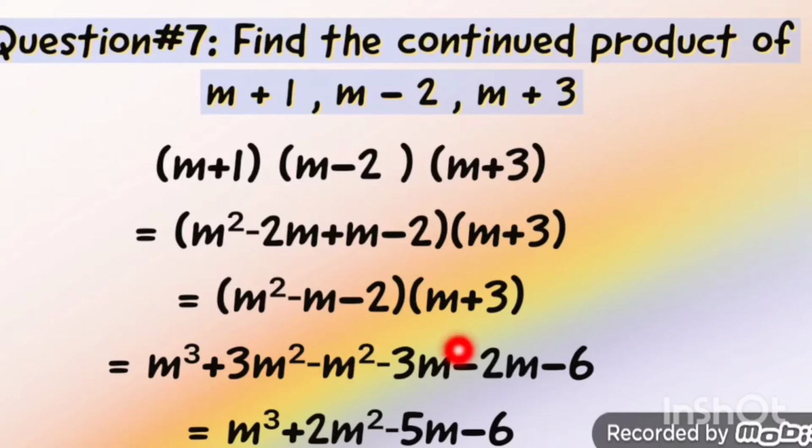Minus 3m and minus 2m will be equal to minus 5m. So m cube plus 2m square minus 5m minus 6 is the continued product of m plus 1, m minus 2 and m plus 3. This is the horizontal method by which we have multiplied these three polynomials.